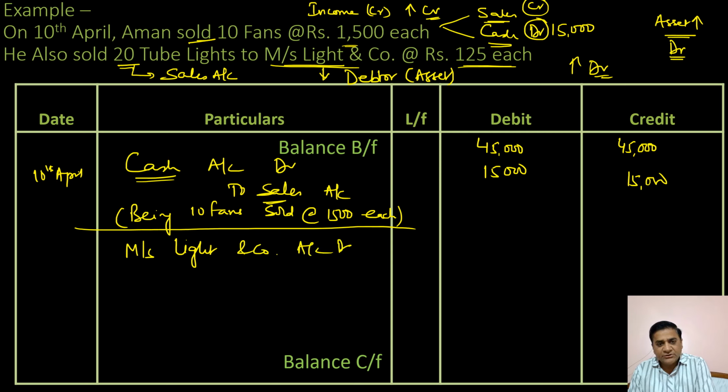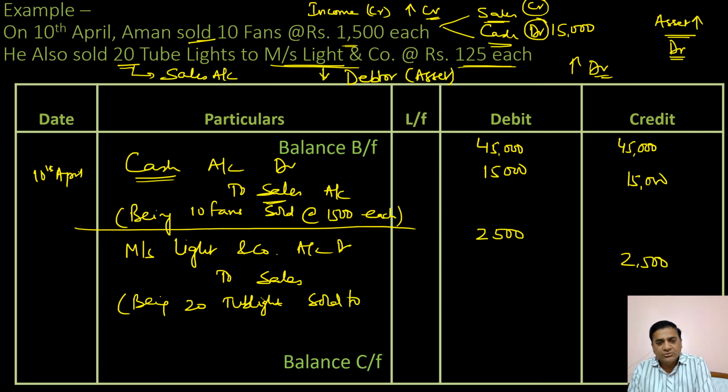Account debit to sales account. How much is that? 125 into 20, that is 2,500. 2,500 on the debit side, 2,500 on the credit side. The narration would say being 20 tube lights sold to Messrs. Light and Company at the rate of 125 each.